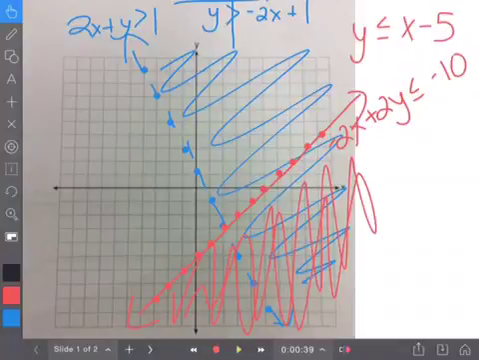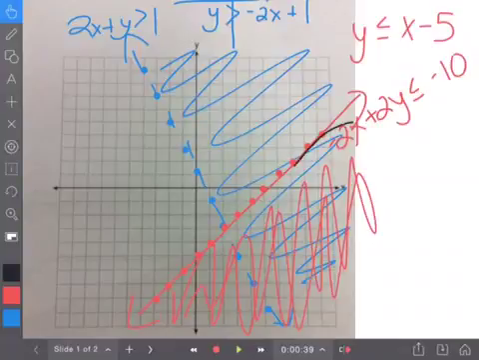If you said that it is not, you are correct, because where this point is, right here, where the lines intersect, it is on a dotted line. And if you recall from our previous unit, points on a dotted line are not part of the solution set. If one of your two lines is dotted, that point is not in the solution set. The solution set is all the points that work in both inequalities.